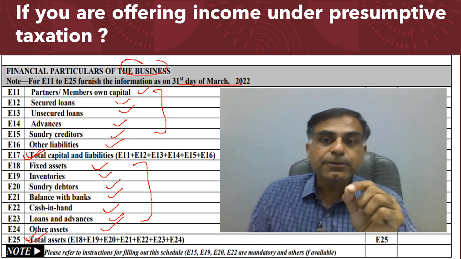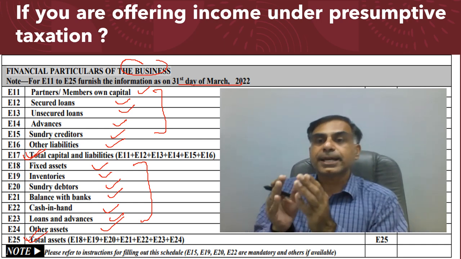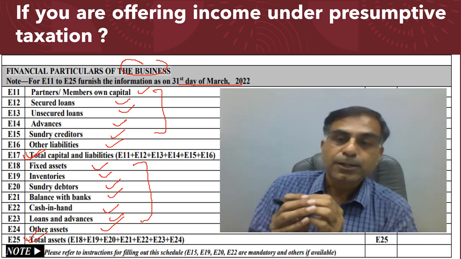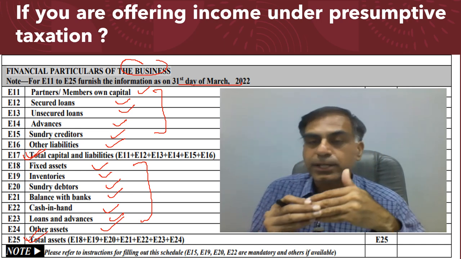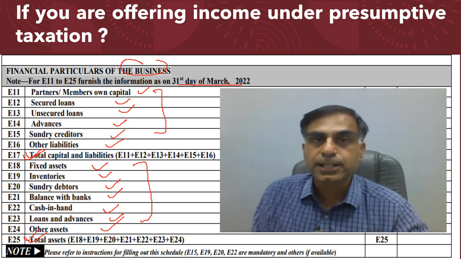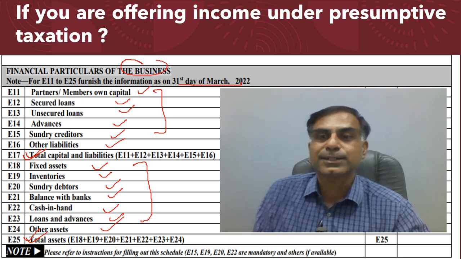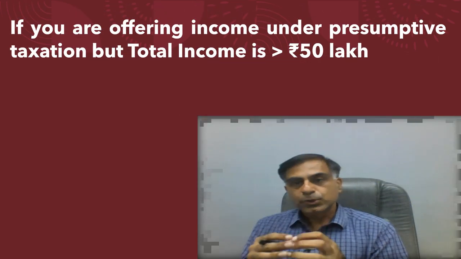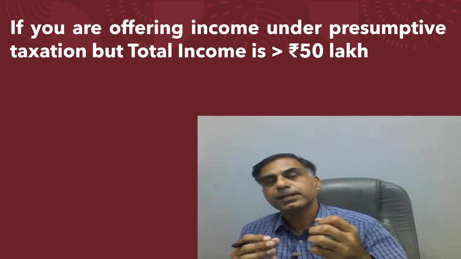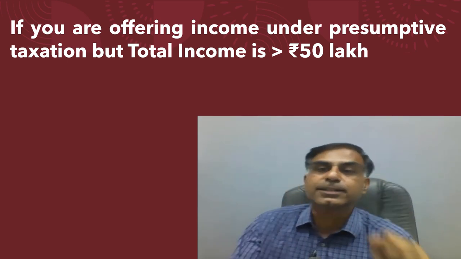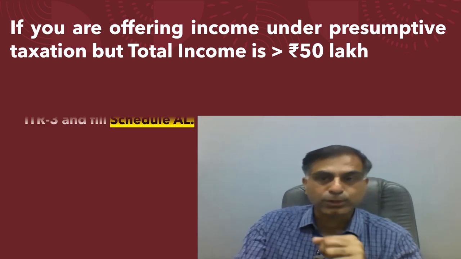This is relevant when your total income is not exceeding 50 lakh. Now suppose your total income exceeds rupees 50 lakh and you are offering income under presumptive taxation, then what will happen? That I'll discuss further. So as I said, the question is: if you are offering income under presumptive taxation but total income is greater than rupees 50 lakh, then my dear friends, what will happen?